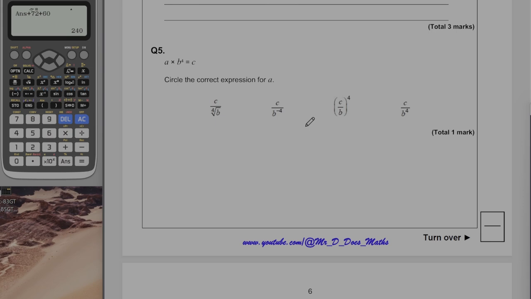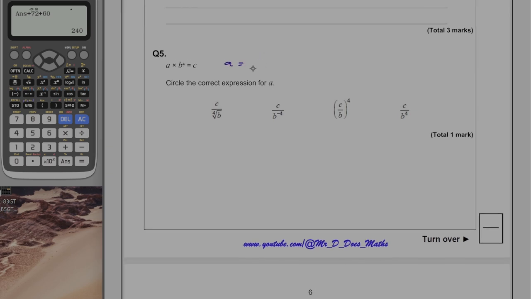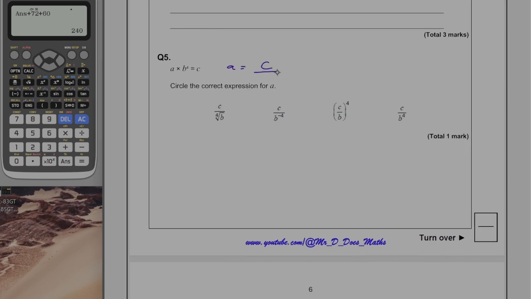Okay, question 5. A times b to the power 4 is equal to c. Circle the correct expression for a. So if I ignore all of the options for now, then a is going to be equal to c divided by b to the power 4. So let's look for that. So that's going to be that one.